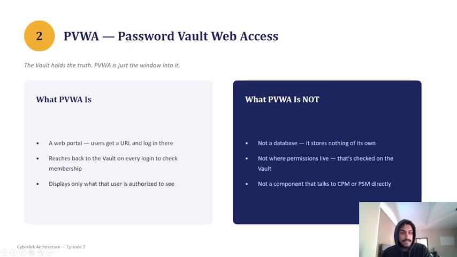And that is the PVWA. The second component is the Password Vault Web Access, or PVWA. PVWA is a web portal, a front end. Users get a URL, they navigate to it, and they log in there instead of touching the vault directly. Critically, the PVWA itself stores nothing. It has no database of its own.